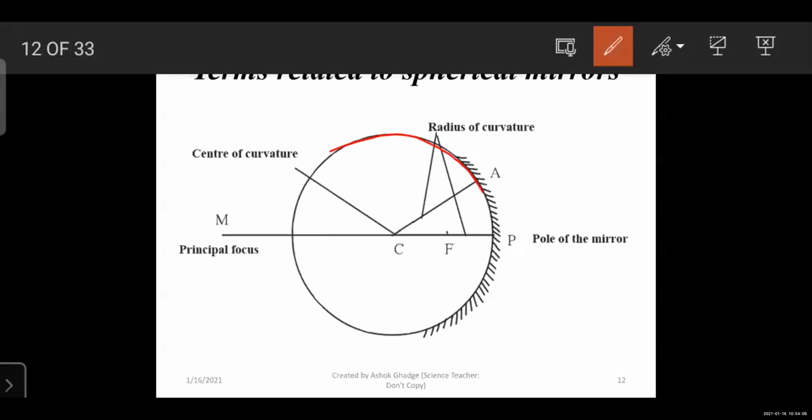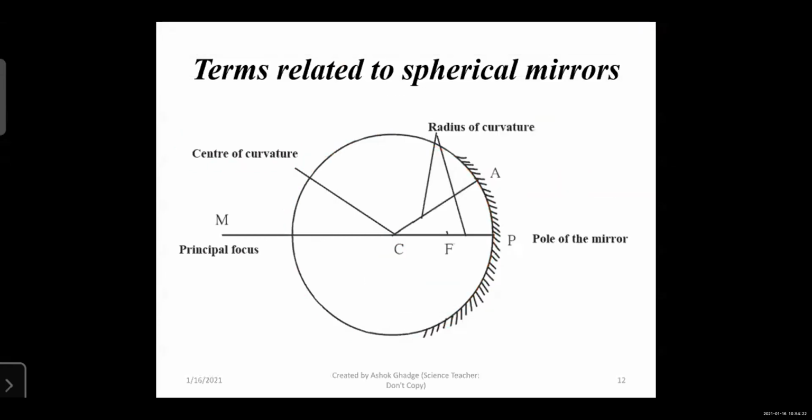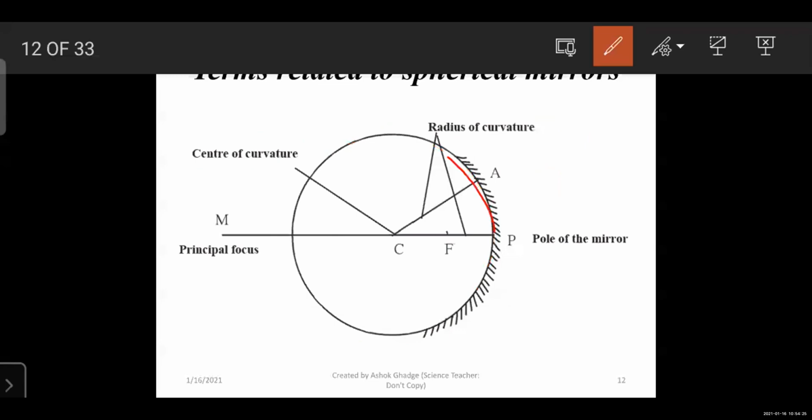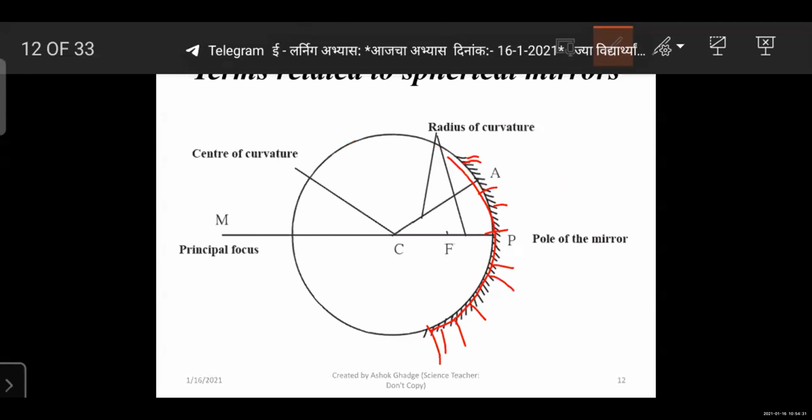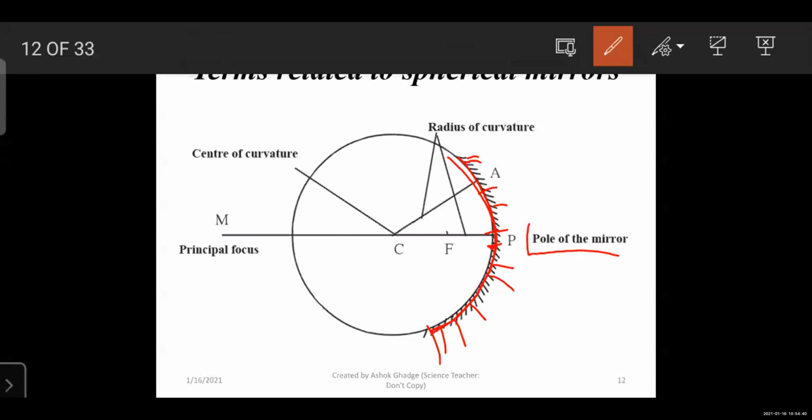This is the glass sphere, and the center of this glass sphere is called capital C, that is the center of curvature. Now if we take part of that glass sphere and coat it with aluminum or silver coating and lead oxide, the central point of that convex or concave surface will be called the pole of the mirror.